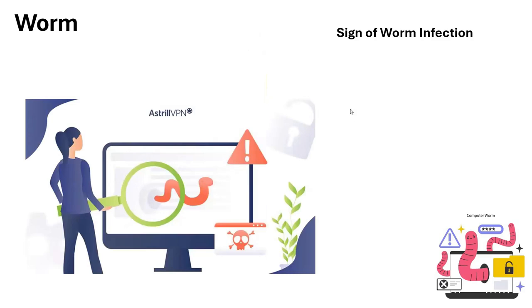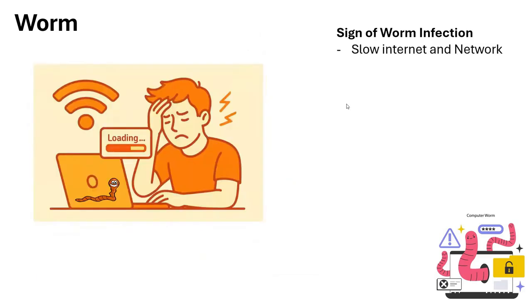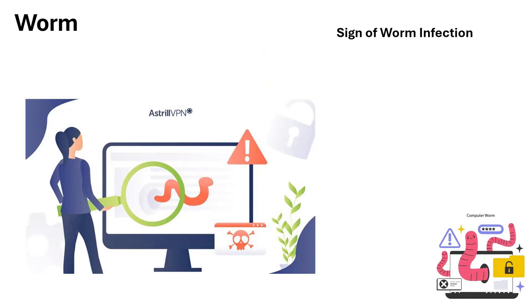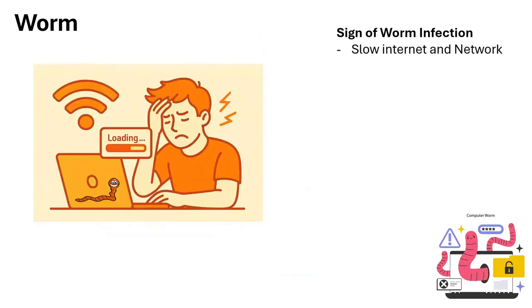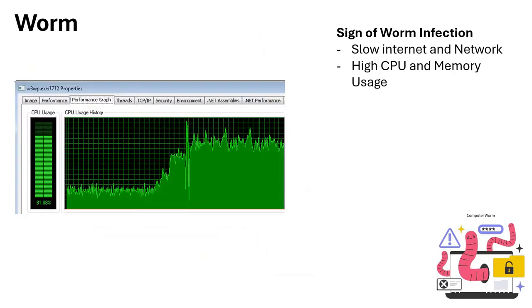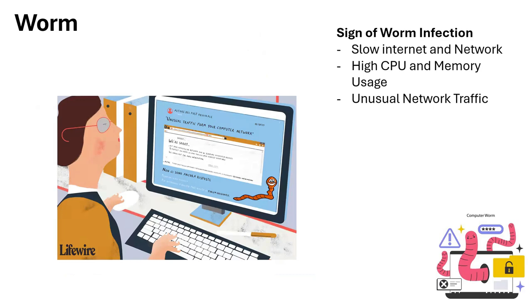Signs of a worm infection: how can you find out that your system has a worm? First of all, the internet and your network will be very slow. The CPU usage will be high, with peaks. Unusual network traffic will be sent and received from your computer. You can also check via Wireshark.